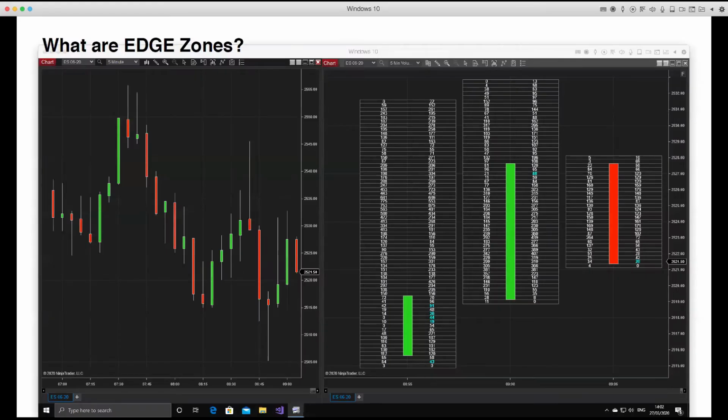Okay, what are edge zones? On the left, we've got a typical candlestick chart. On the right is a style of chart known as a footprint. And I'm sure that many of you attending today are familiar with the concept of a footprint chart.